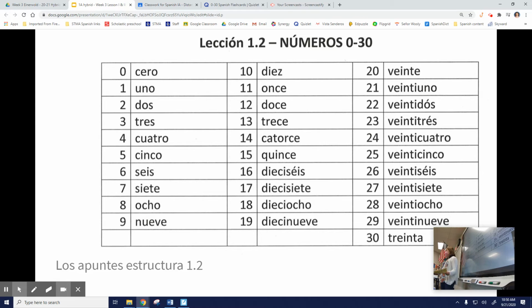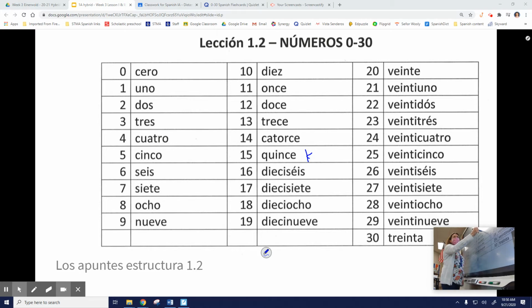Pues, vamos a practicar. Practicamos el escuchar. Ojo, before we start, actually, I wanted to talk about quince. Quince means 15. Quince, quince. It's kind of a tough one to pronounce because to us English speakers, it sounds like quince. It looks like it should be quince.